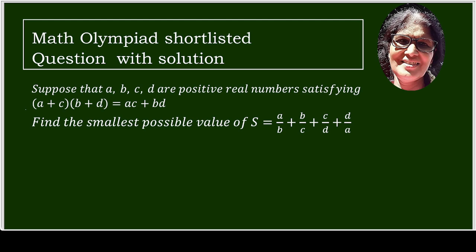So today the question is a shortlisted question for Math Olympiad. Suppose A, B, C, D are positive real numbers satisfying (A plus C) into (B plus D) equals A product C plus B product D. Find the smallest possible value of S, which is equal to A over B plus B over C plus C over D plus D over A.